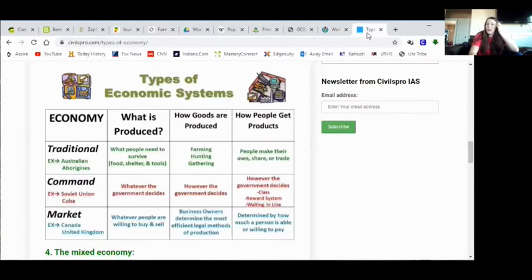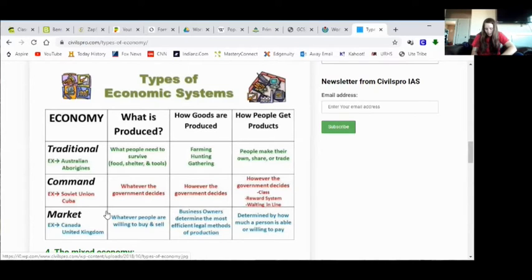Next topic is the types of economic systems. So these are the types of economic systems. We've got the traditional, which is what most of the world used to be like before industrialization, really. People just make and do what they need to survive. Life was pretty simple. And then we've got two major types of economic systems that are used today.